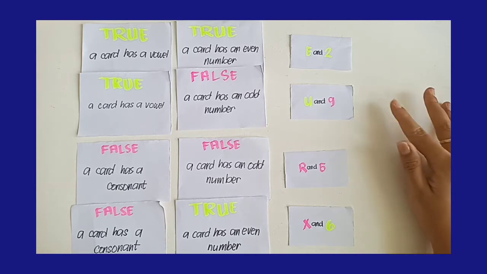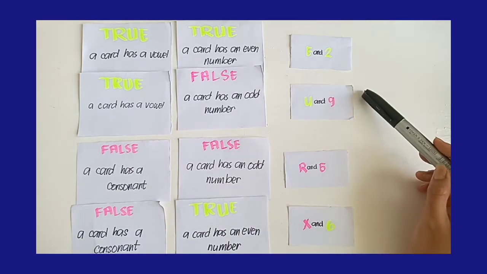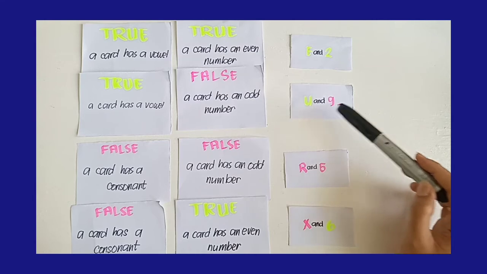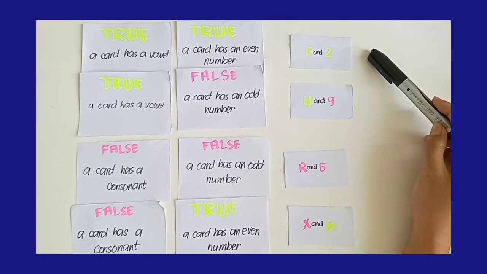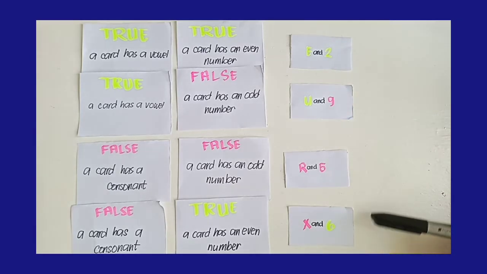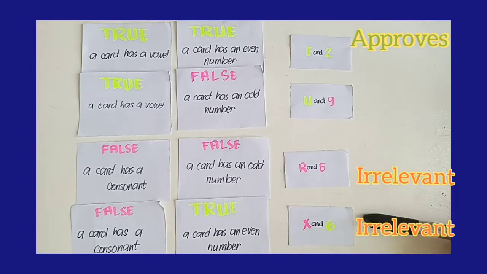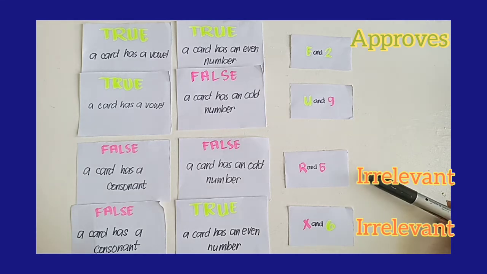Obviously, we can find a card that has a vowel on one side and an odd number on the other. The statement is debunked. So we need to make sure that a card like that doesn't exist. So the first remaining card approves the statement, and the two remaining cards are irrelevant to the statement, and therefore they are not debunked.